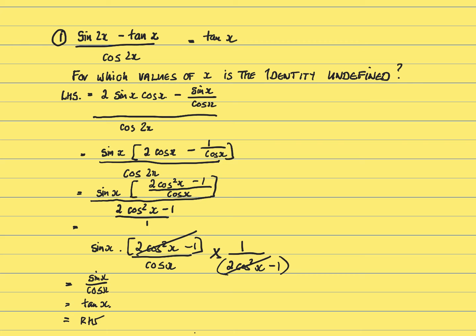I'm going to squeeze in on the side here for which values of x is the identity undefined. If I look at my original, I've got a denominator of cos 2x. So I'm going to let cos 2x equal 0. Whenever you're dealing with these sorts of things, think about what your cos graph would look like. If you had a cos 2x, you would have two graphs fitting into 360 degrees.